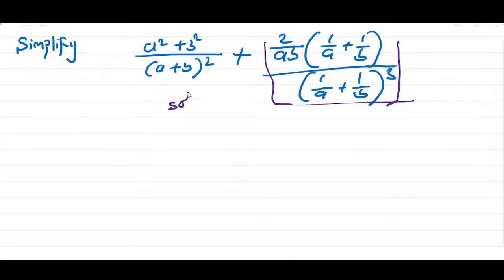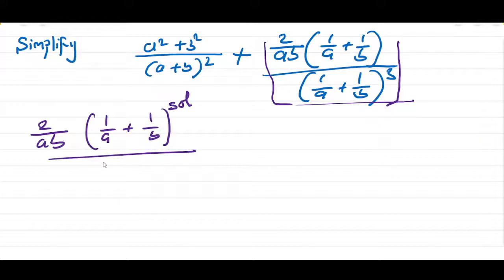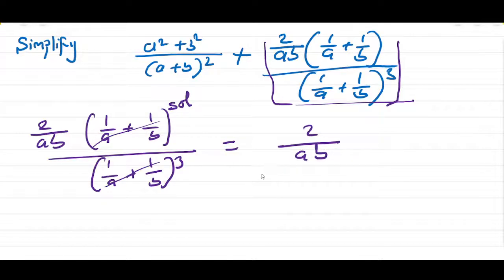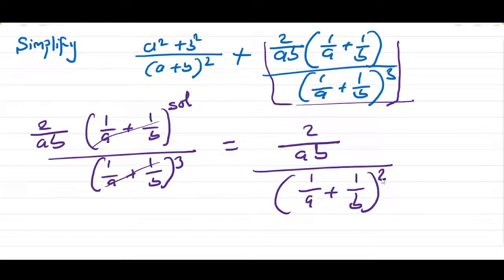So what we'll do after our solution, we bring out this 2 over ab. Then we'll be having 1 over a plus 1 over b. And then we'll be dividing this by 1 over a plus 1 over b to the third power. But notice that these terms can actually cancel out one of them. This becomes 2 over ab. Then we'll be having 1 over a plus 1 over b, then we'll be having all to the second power.